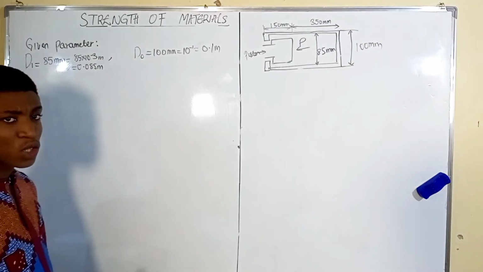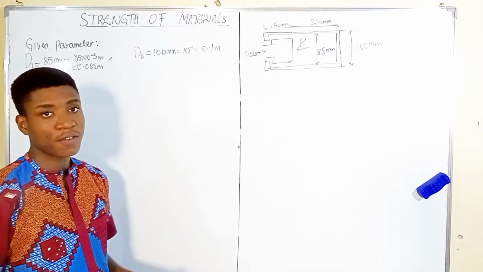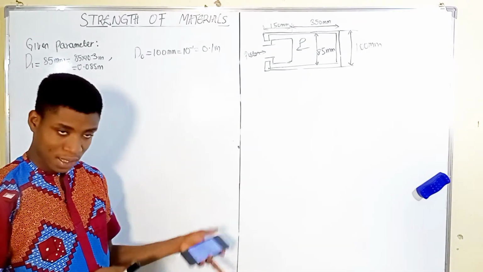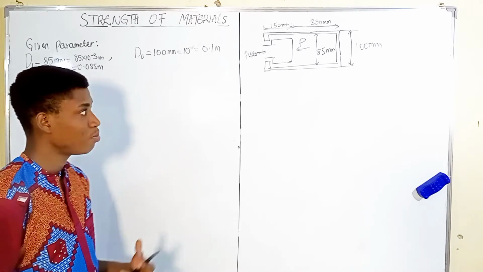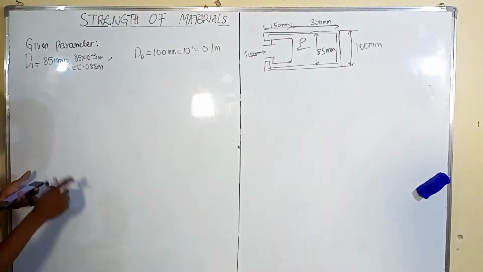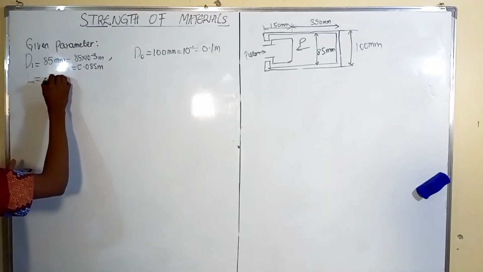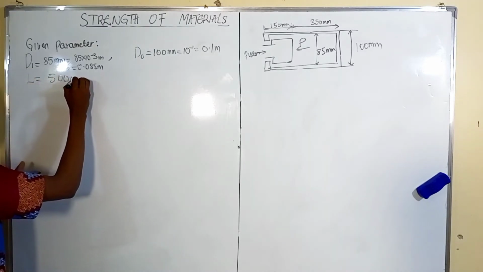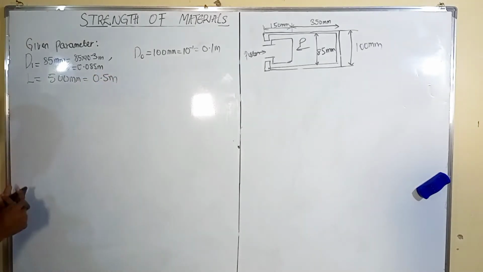So now they say we should calculate the positive and the tensile and the compressive stress in this piston. Now, first of all, the given parameters they give us, the full length of the piston is 500 millimeters, which in terms is 0.5 meters. Very, very important.